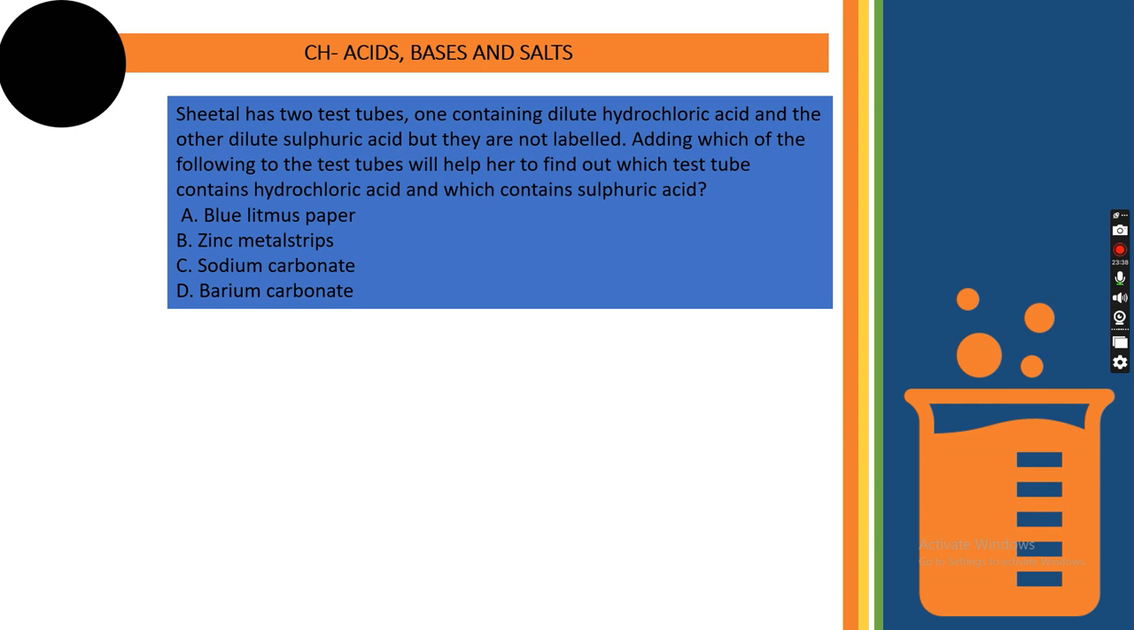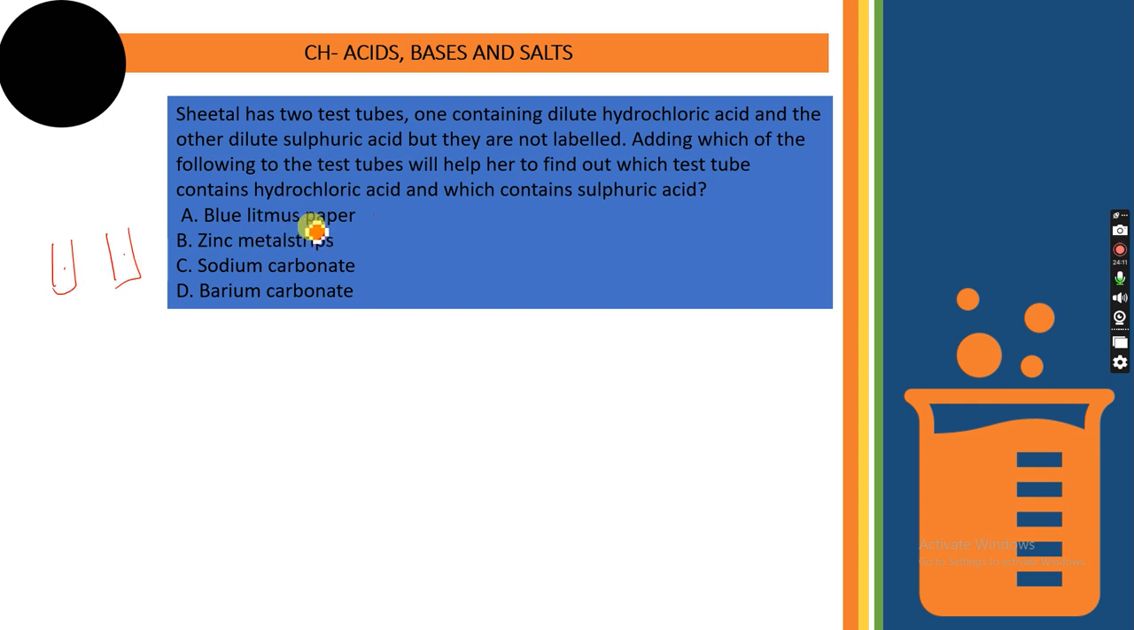Next one. शीतल has 2 test tubes, एक में dilute HCl डाला, another one having dilute sulfuric acid, H2SO4, but they are not labeled. Which one is HCl, which one is H2SO4, she doesn't know. Adding which of the following to a test tube will help her to find out which test tube contains hydrochloric acid and which contains sulfuric acid. इन दोनों में कौन सा कंपाउंड डालोगे out of these 4, that will tell you which one is HCl, which one is sulfuric acid.